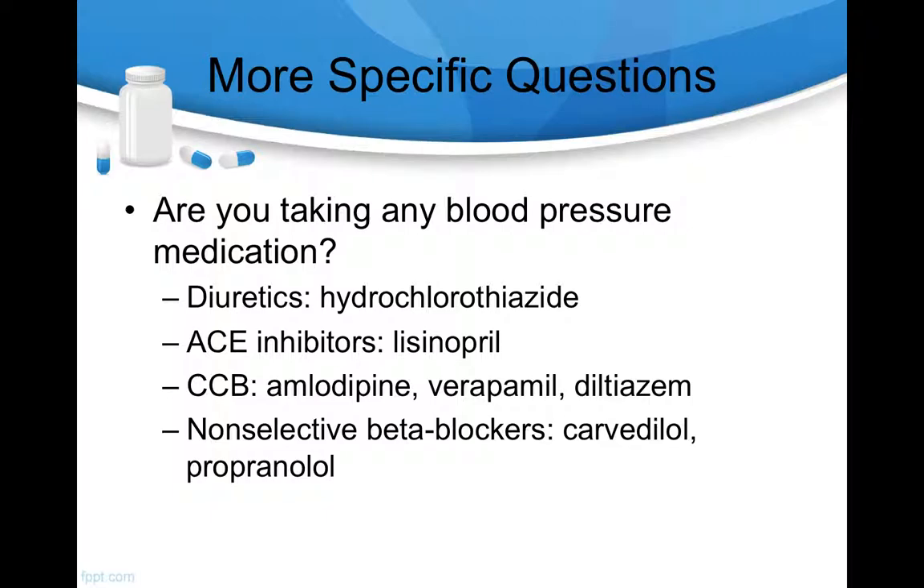Calcium channel blockers such as amlodipine, verapamil, or diltiazem can cause gingival hyperplasia, also known as gingival enlargement or overgrowth. So when you identify patients taking these calcium channel blockers, it is really important to assess the patients' gums. Some of the non-selective beta blockers, such as carvedilol or propranolol, can interact with epinephrine, which is added to dental anesthetics.